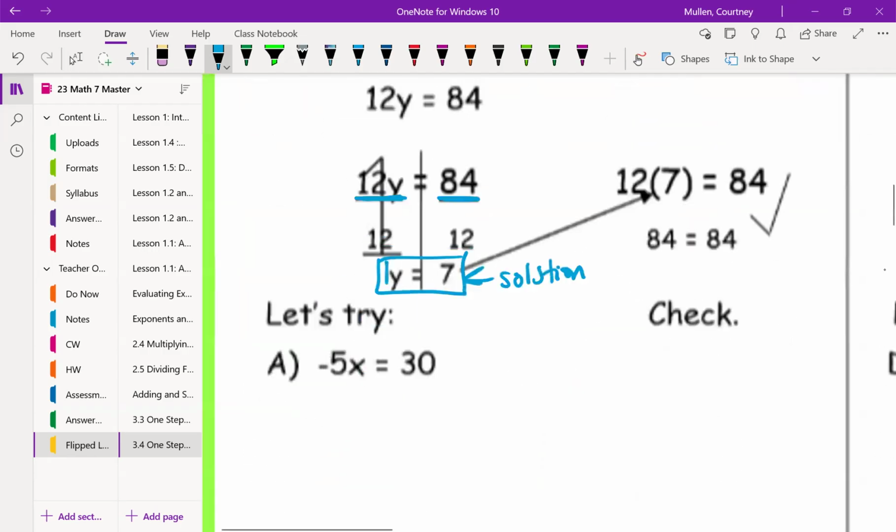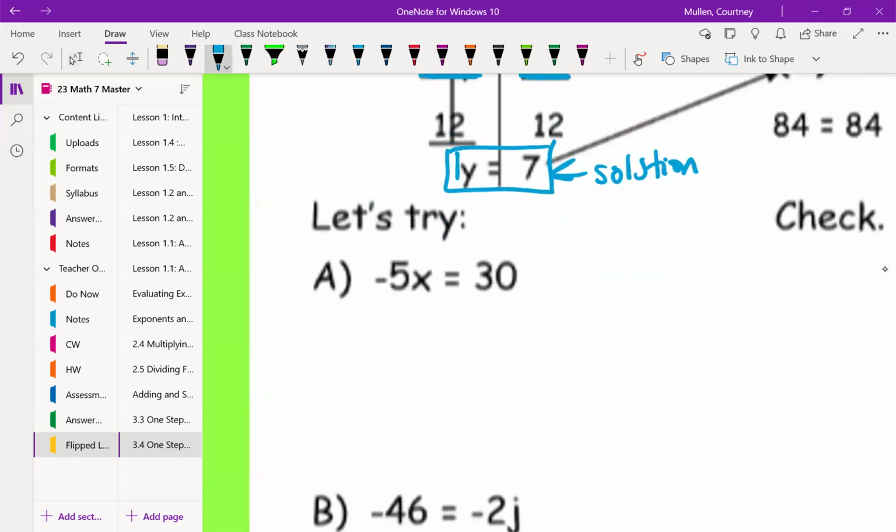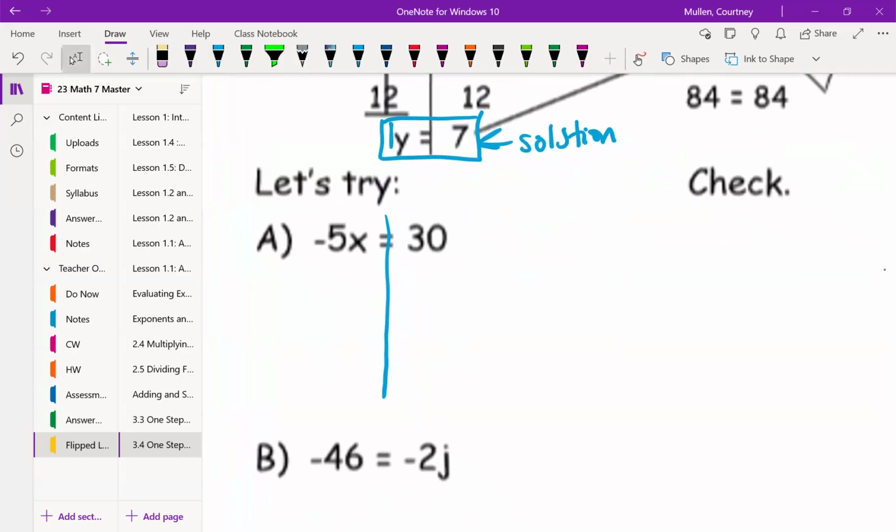Let's try some out. Here's A, line down the middle of our equal sign. Negative 5x equals 30. So you have to think, what times negative 5 is going to be positive 30? Well, let's see. The negative 5 and the x are being multiplied together. So the inverse is to divide both sides by negative 5. Negative 5x divided by negative 5 is 1x, or just x. Equal sign stays on the line. 30 divided by negative 5 is negative 6.